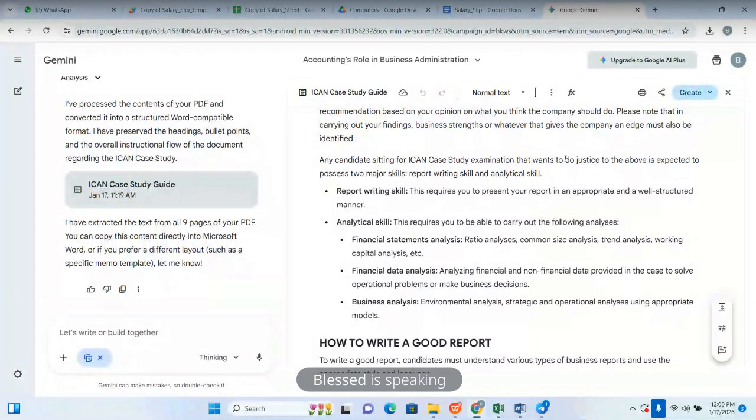But honestly speaking, if what you can do is just your financial analysis and write on that financial analysis, someone is good to go, at least to some extent. That person needs report writing skills and analytical skills. This requires you to be able to carry out the following analysis. One, financial statement analysis: ratio analysis, common size analysis, trend analysis, working capital analysis.